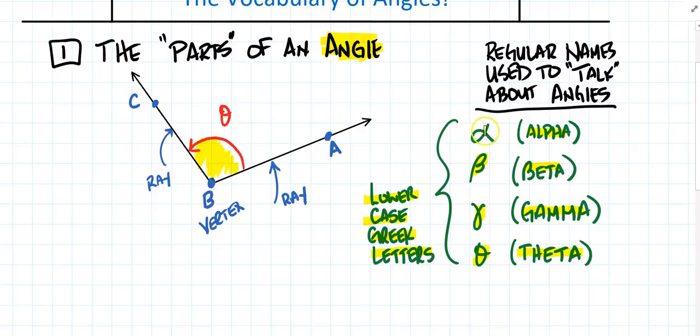You can kind of consider these as variables for angles. When I talk about the angle theta, I'm talking about some measurement that's in between two rays, okay? So these are the parts of an angle, and hopefully it makes sense to you.